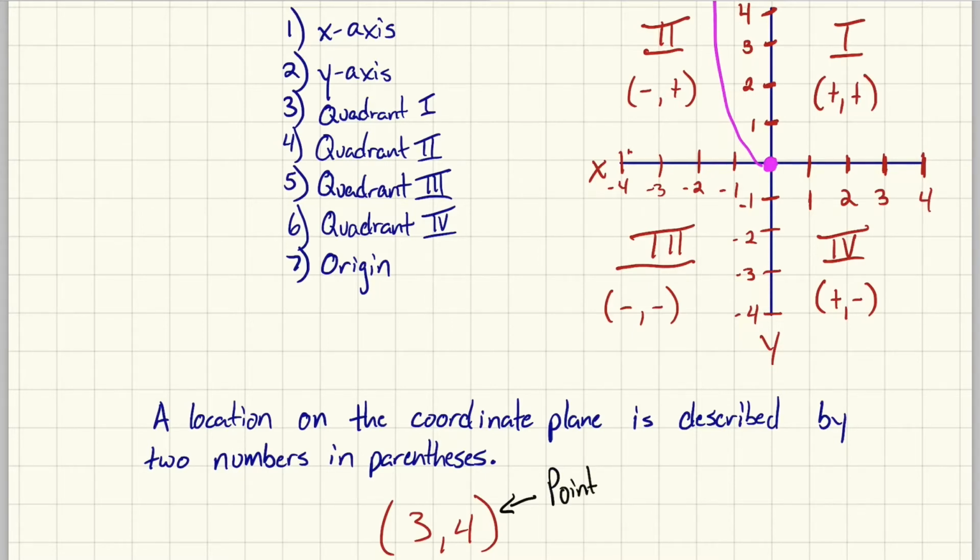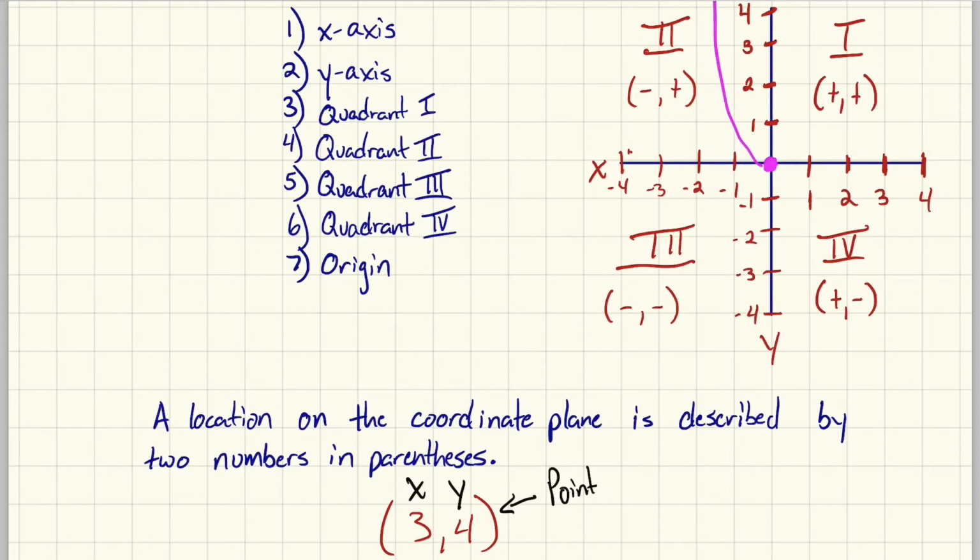That point tells us where we need to go on our x-axis for our x values, and then which way we need to go for our y value. And all we have to do is follow those steps. We're going to start with the first number, which is 3. Then we're going to go to the location on the y-axis that's 4. And even though it's not actually on the y-axis, we go in that direction.